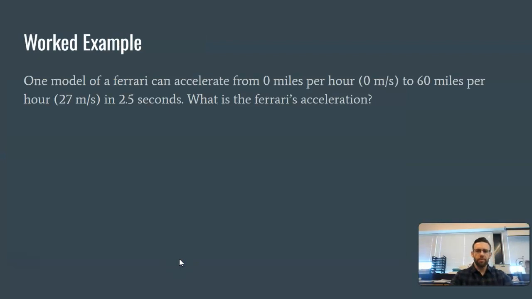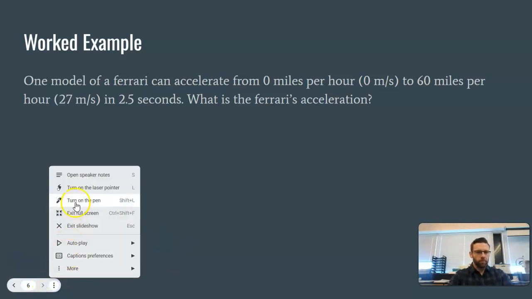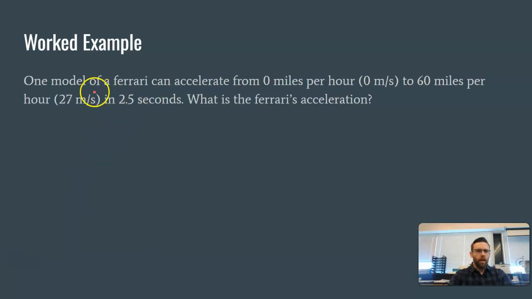All right, worked example that I'll show you. So like I said, 0 to 60 is a common measurement for cars. Let's take a look at that, but we're going to use some of our physics terms that include meters per second. So let's work through this problem. We have one model of a Ferrari, and there's many different Ferrari types out there, but Ferrari is kind of known for having some very fast cars. Can accelerate from 0 miles per hour, which is 0 meters per second, to 60 miles per hour, which is 27 meters per second, in 2.5 seconds. What is the Ferrari's acceleration?